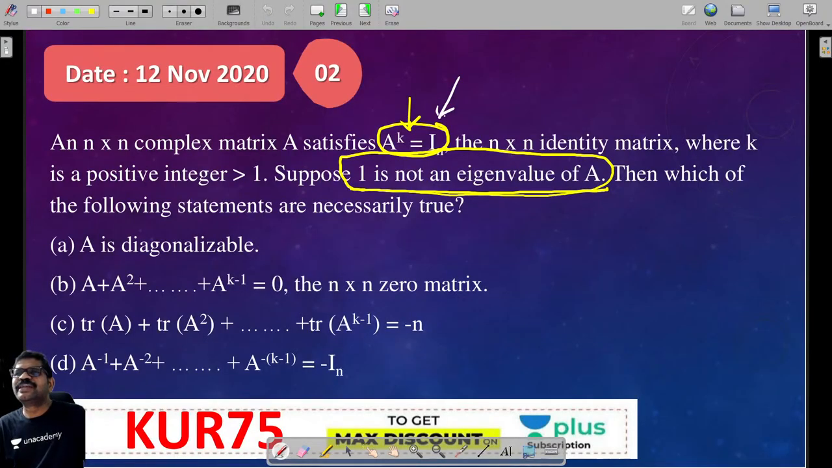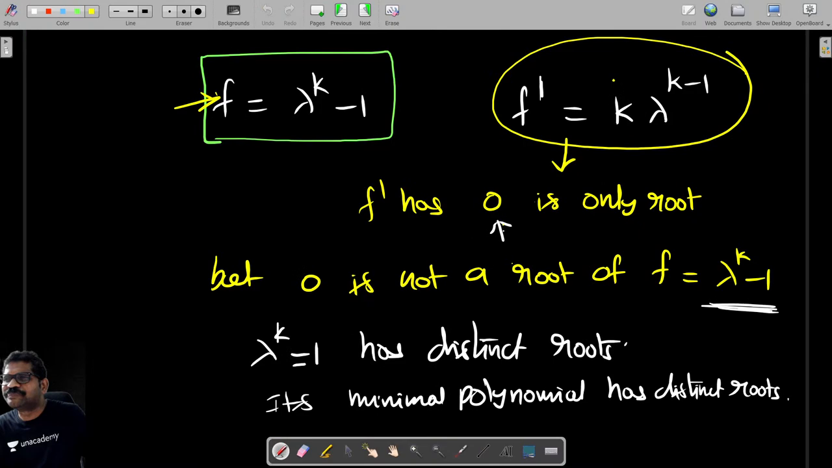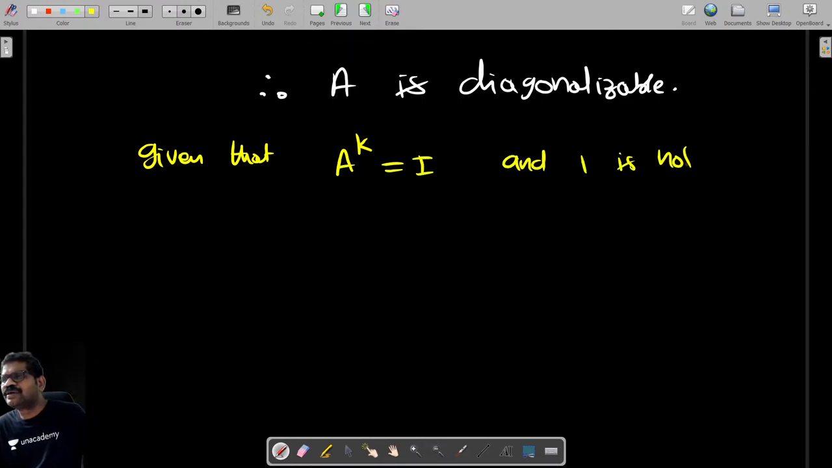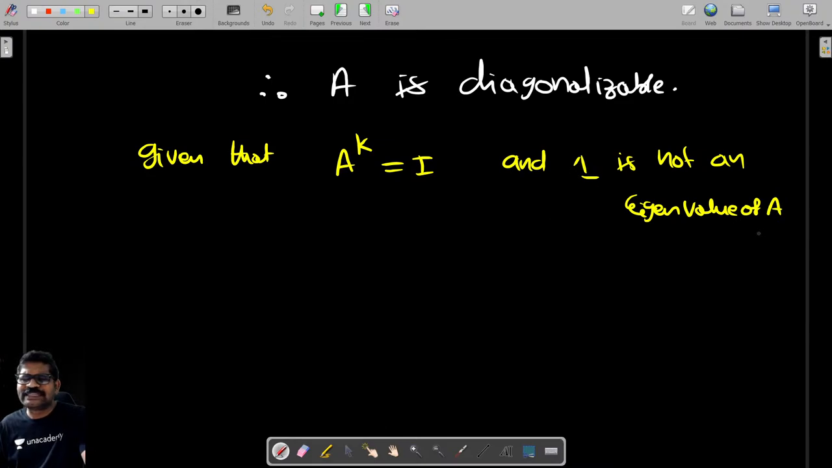Next, I am going to analyze the next option, because it is MSQ. That's why the first option is true. When you come to the next option, A power k minus 1 equal to 0, this is false. Sir, how can you say that directly this is false? Observe here. Given that A power k equal to I, and 1 is not an eigenvalue of A.